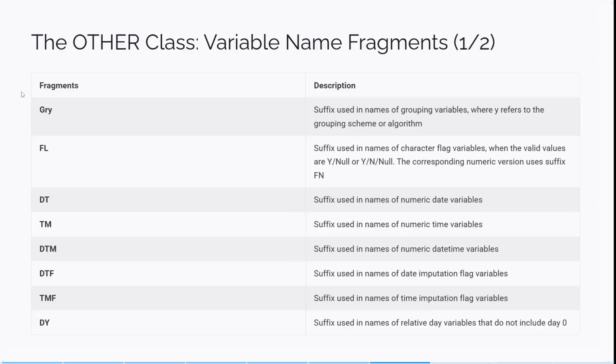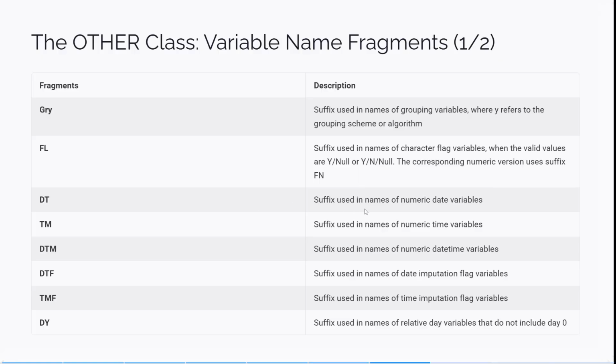The next one is the Other class variable naming fragments. You see the fragments are ZRY, FL, DT, TM. What do they mean? Y refers to the grouping scheme or algorithm, used as a suffix in naming grouping variables. The FL suffix is used in the names of character flag variables when the valid values are Y, N, or null. The corresponding numeric version uses the suffix FN.